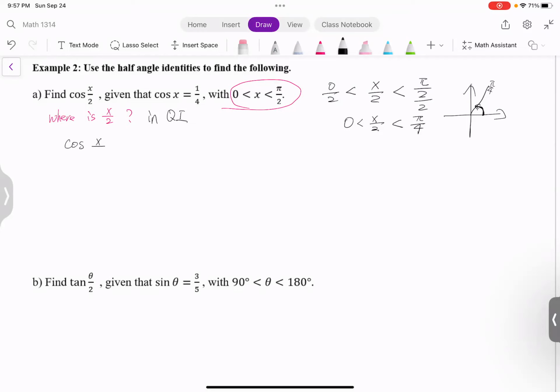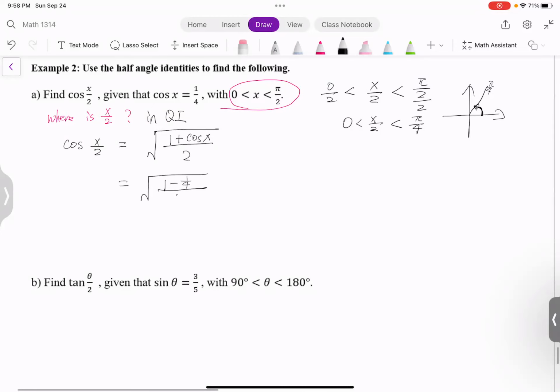All right, let's see. Cosine x over 2, the formula equals positive or negative square root of (1 plus cosine x) over 2. Why didn't I put a plus or minus sign? Because I know the x over 2 is in the first quadrant, so we must have the positive solution. Okay, so let's put the value of the cosine in the function. 1/4 over 2. So how about we multiply by 4 top and bottom?